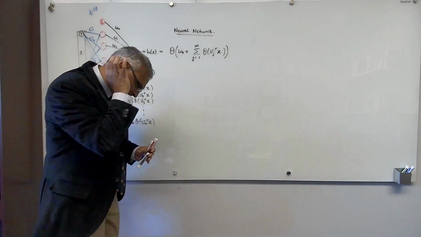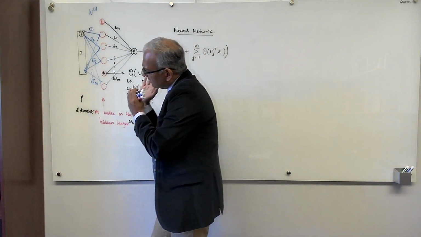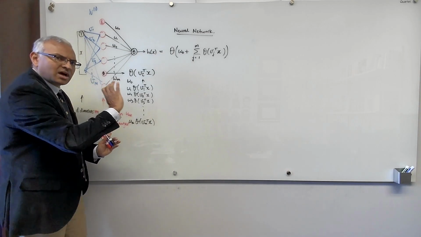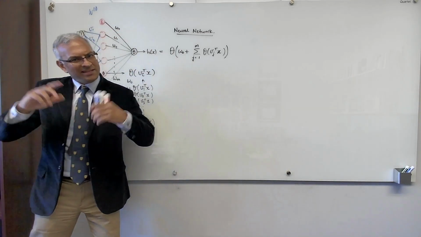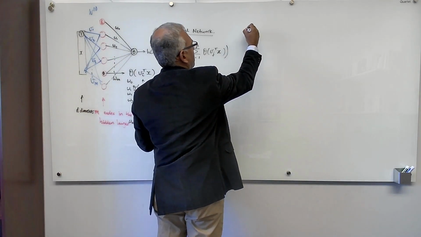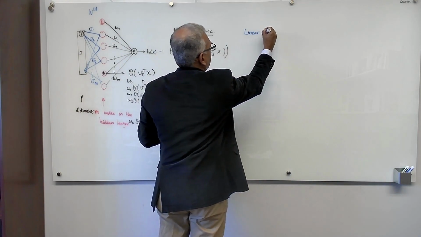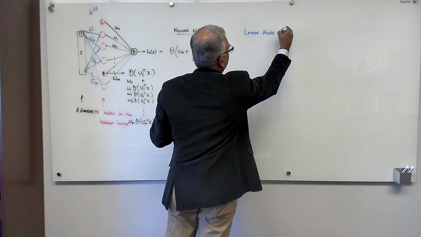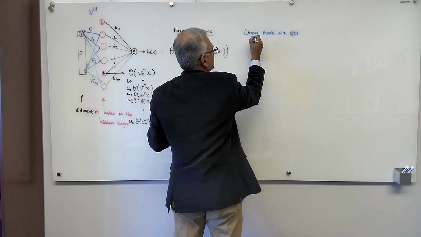Okay, nice. Now, just to show you the progression that we have gone through, let me compare this single hidden layer neural network with some of the other models that we have seen. So let's start with the linear model with the nonlinear transform phi.